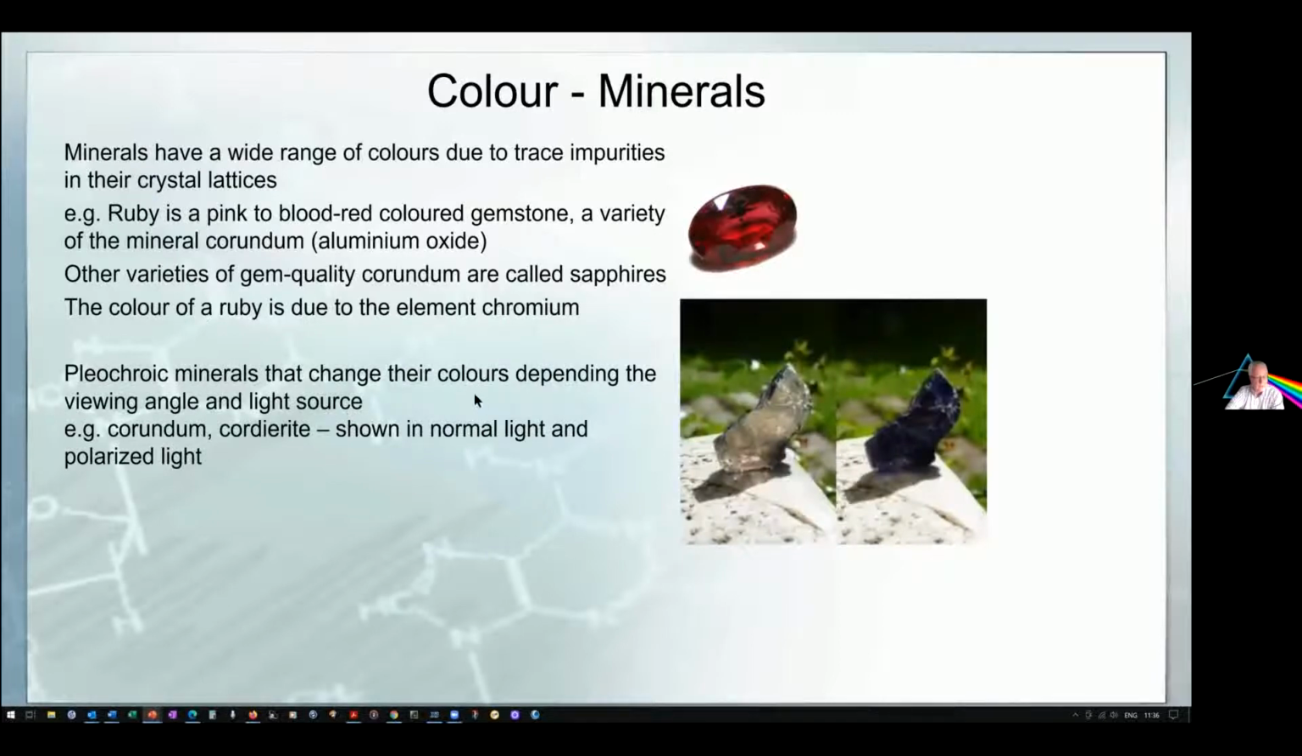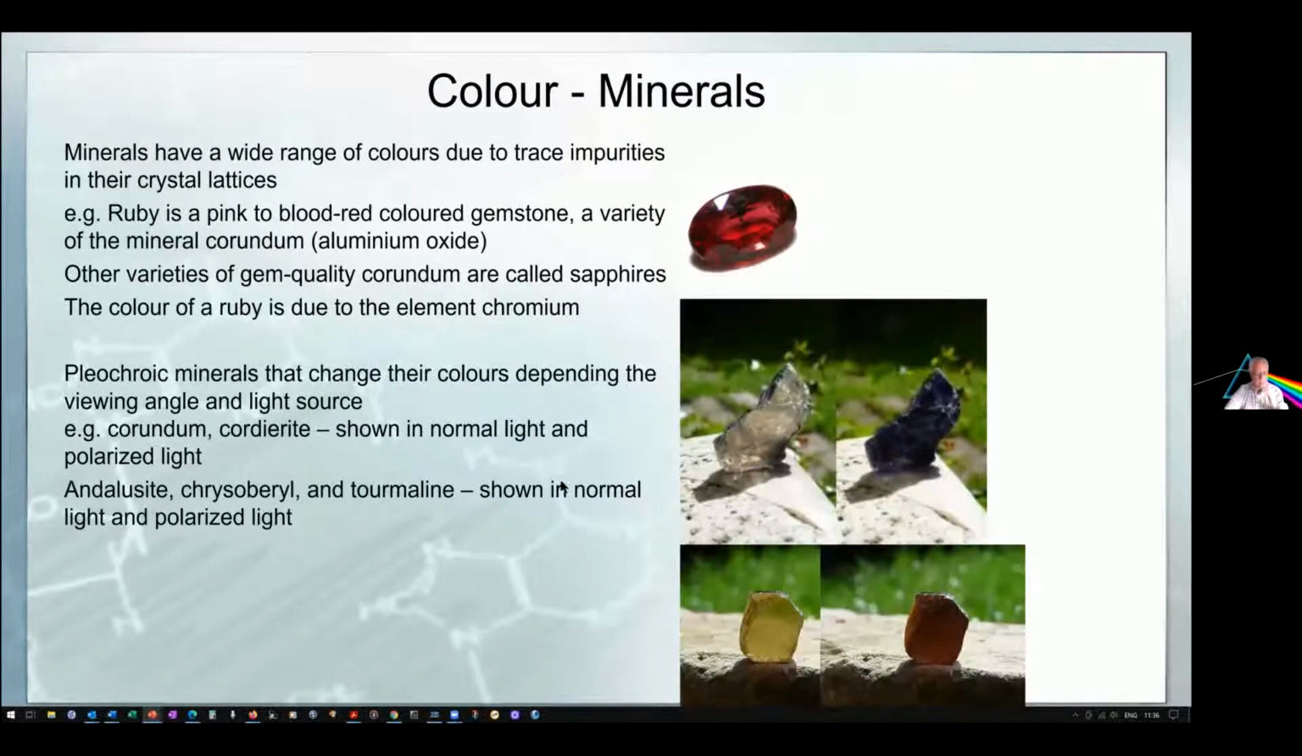You can get things called pleochroic minerals, which change the colour depending on the angle that you view them at, and also the light source that's used. So this one called corundum here is shown in normal light and in polarized light, and it looks very much darker in polarized light. And then again, there are other minerals that do this.